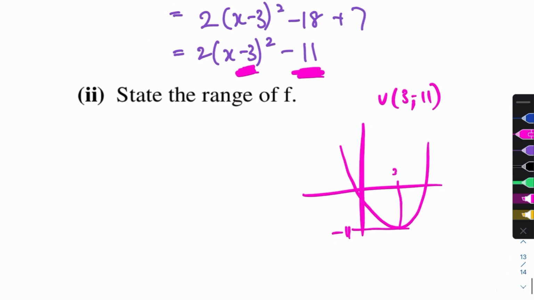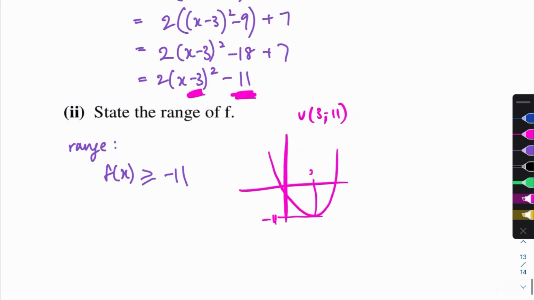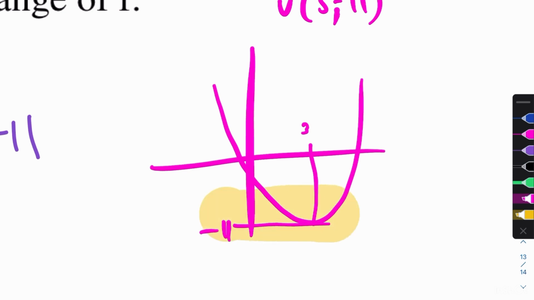So the range of f is f(x) greater than or equal to negative 11. So range is always referring to the y values, and if they ask you for a domain, which they might later, that's to do with the x values. But range is always associated with the y values. So we can see from this sketch that f(x) is always going to be greater than or equal to negative 11.